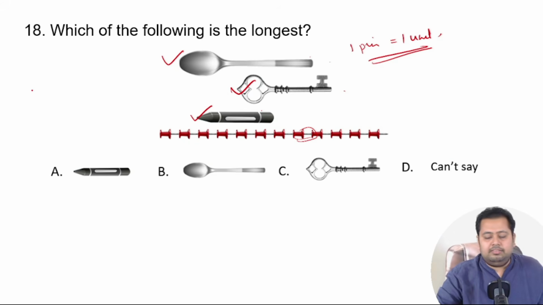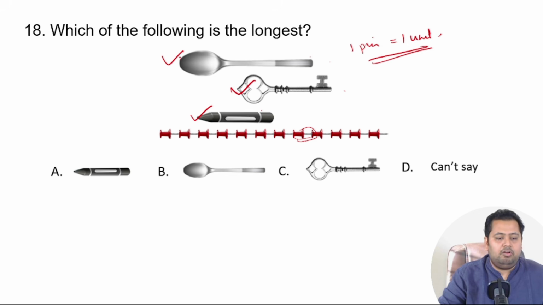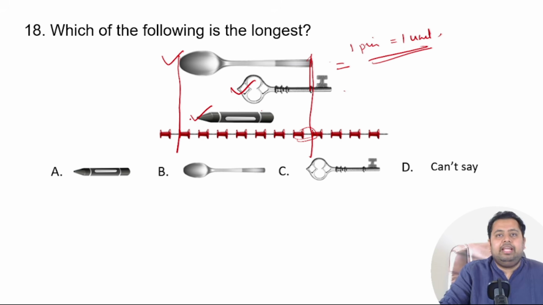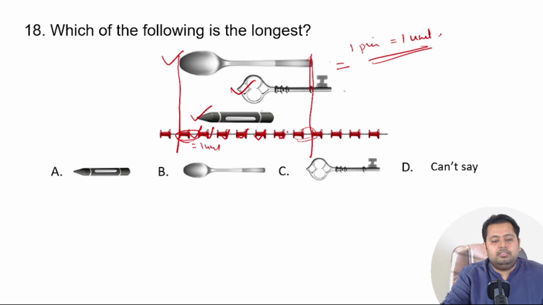Great. So let's just first find out the size of all the products. Just put a straight line. So now you can see the spoon, right? We are taking this pin as 1 unit, correct? So there is 1, this is 2, this is 3, this is 4, this is 5, this is 6, this is 7. So the spoon's length is 7 units.